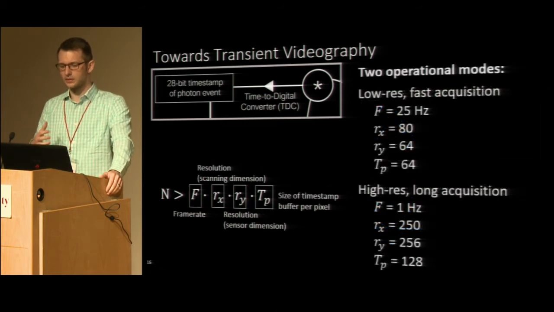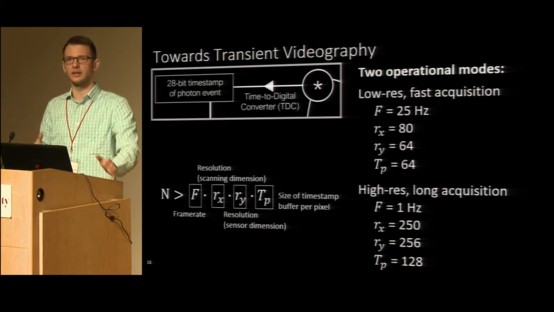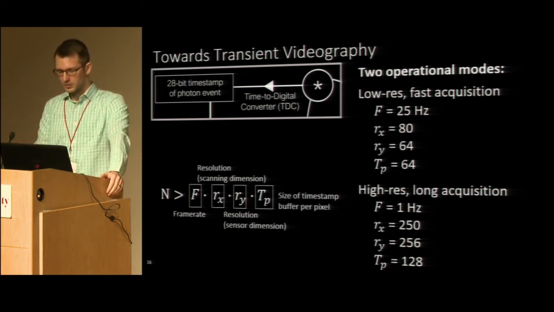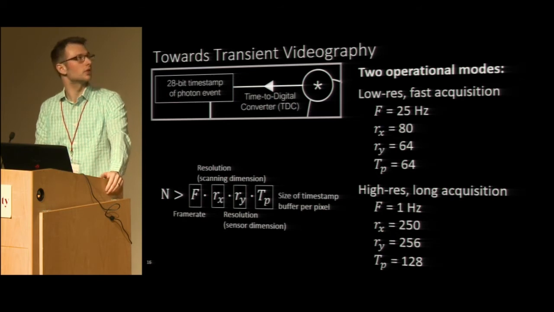And so in our case, we choose to operate at two different modes. One in which we acquire transient images at a rate of 25 frames per second, and a higher resolution mode in which we acquire a transient image every second.